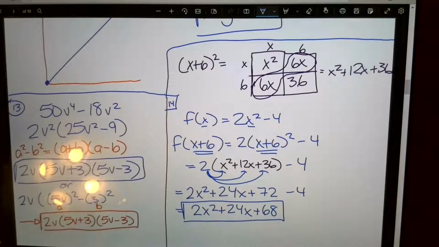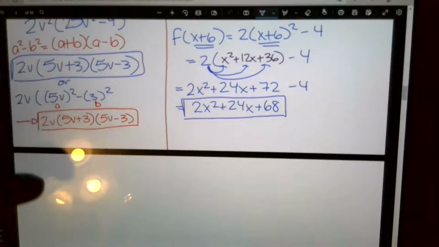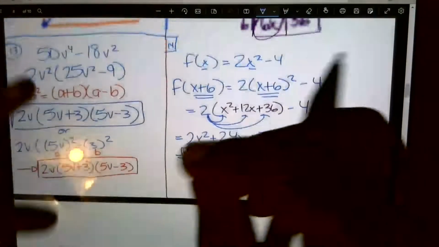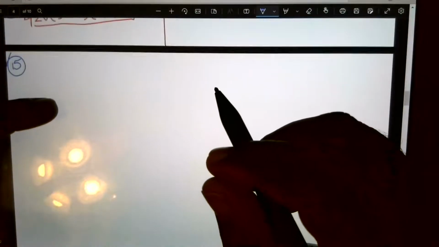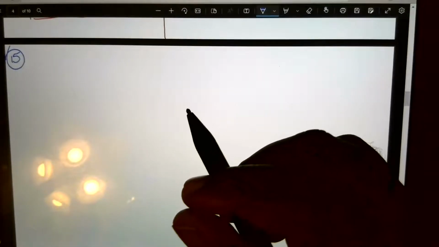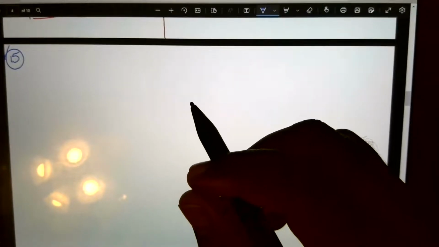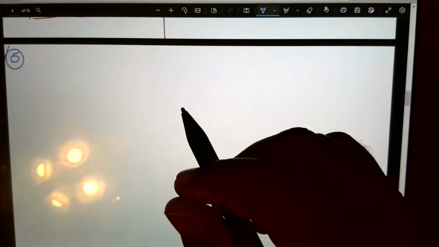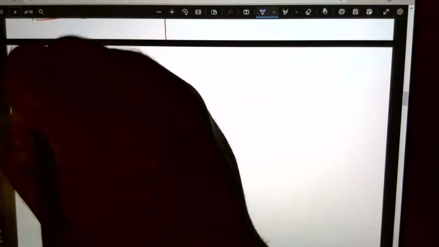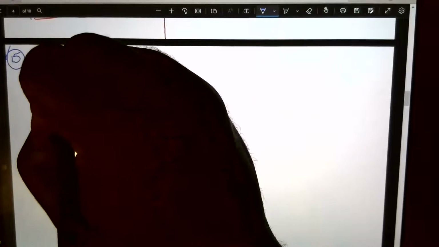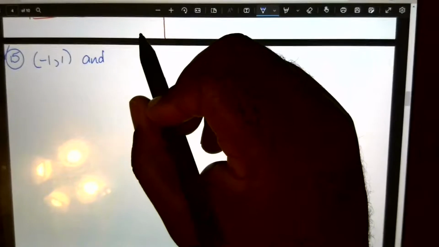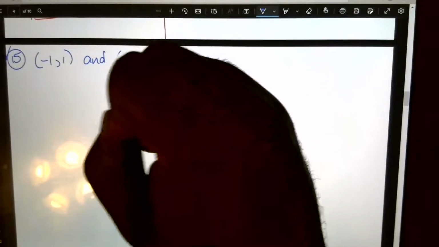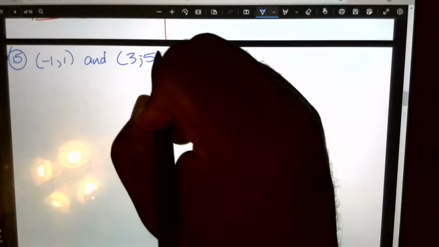All right, equation of a line. I think we've done this before, but let's go ahead and discuss it anyway. This is problem number 15. There are a couple different ways to do this. I'm going to find 2 points on the line. So 2 points are -1, 1, and another point is 3, -5.